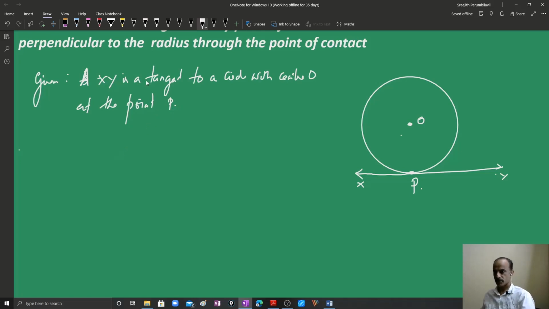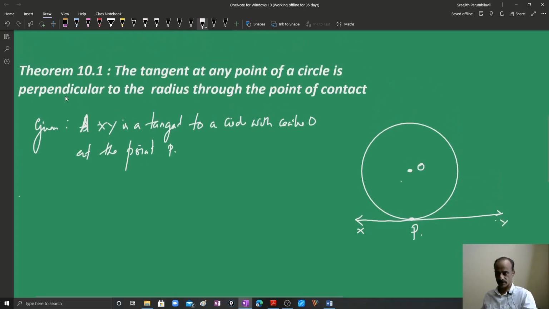Now, what do you have to show? What does the theorem say? The tangent at any point on the circle is perpendicular to the radius through the point of contact. We can draw different radii, but the tangent is perpendicular to the radius drawn through the point of contact. That is, this angle is 90 degrees.